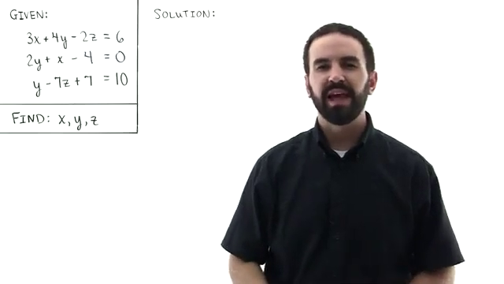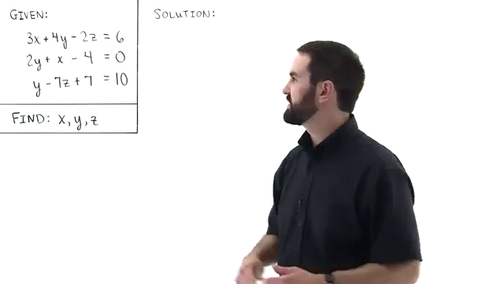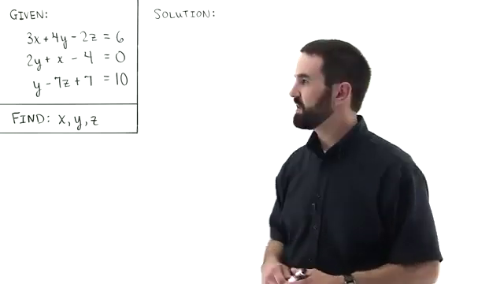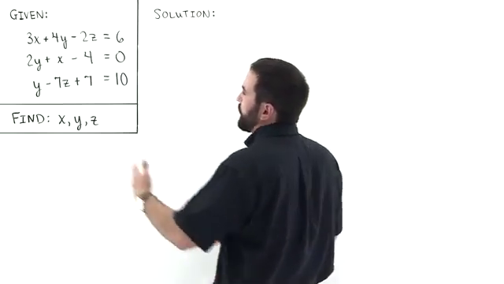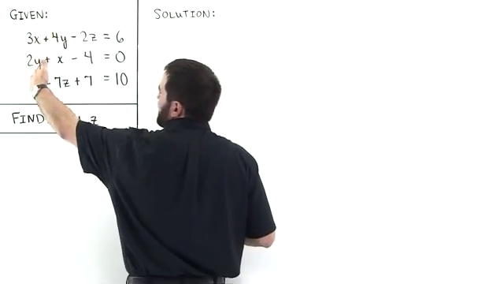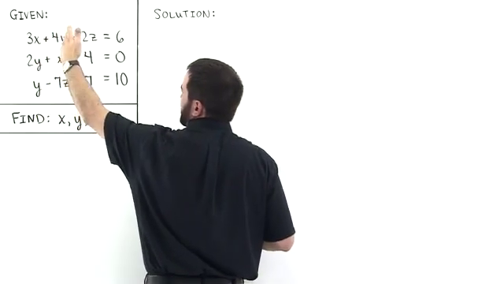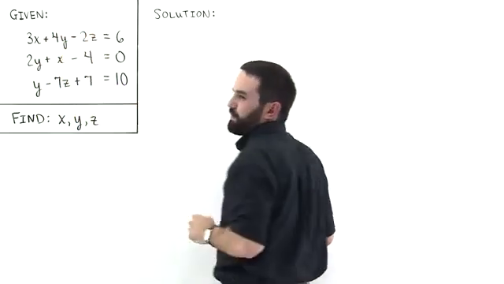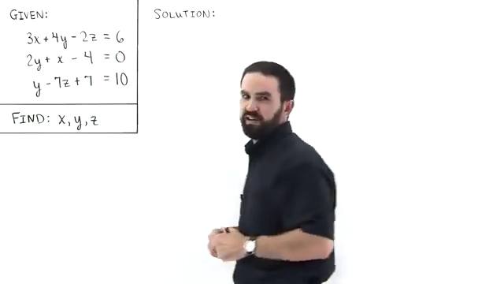The matrix has many applications, but for our purposes, its most useful application will be solving systems of linear equations. So let's use a matrix to solve this system. The first thing we'll do is line up all the x's so they're in the first position, all the y's in the second position, and all of the z's in the third position. And then we're going to bring all the constants over to the right-hand side.